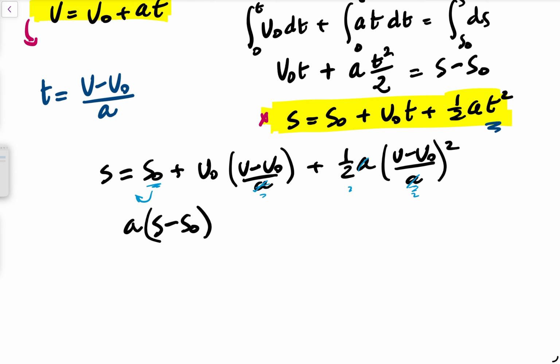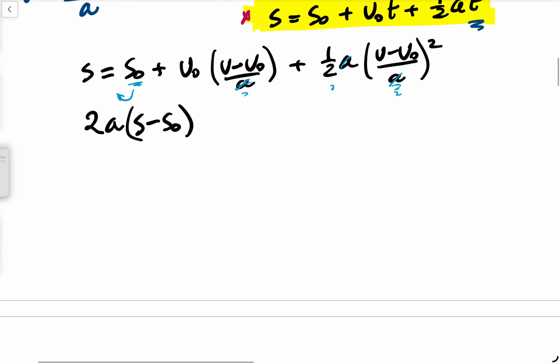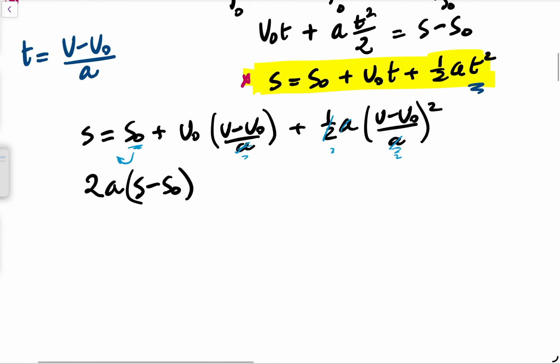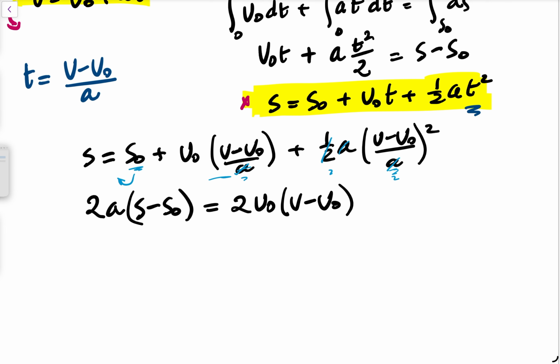And then I'm also going to multiply by 2, so I'm going to put a 2 here. If I multiply by 2, that gets rid of my half here. But then I also need to multiply this term by a 2, so I'm going to put a 2 in here, and I've got a v naught. All I have left here now is a v minus v naught, because I multiplied everything by a, so that a on the bottom is gone. And then over here, I've got a v minus v naught, this whole thing squared.